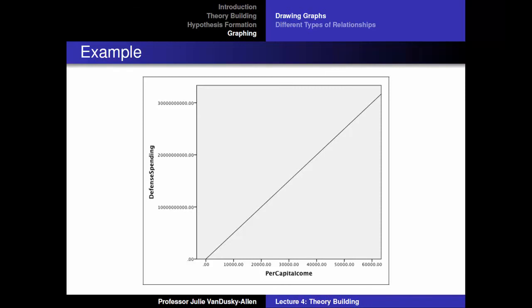This is what a graph of this relationship would look like. The dependent variable, defense spending, is on the y-axis, and the independent variable, per capita income, is on the x-axis. Each axis is labeled with appropriate numerical values. And since our hypothesis suggests that as per capita income increases, defense spending increases, we should draw a line with a positive slope on this graph to illustrate that as per capita income increases, defense spending increases.